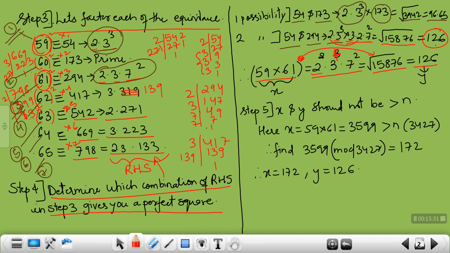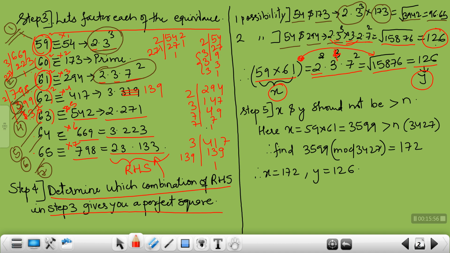These are not your factors. We have just calculated the values x and y. Your x will be the number on the left hand side, which corresponds to your values of x1, x2, x3. That's 59 into 61, and y will be the value you are finding, that is the square root of the factors. That is the value y. Now step number 5 is your verification. You should always see to it that your x and y values are not greater than n.